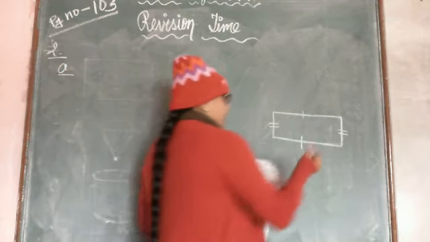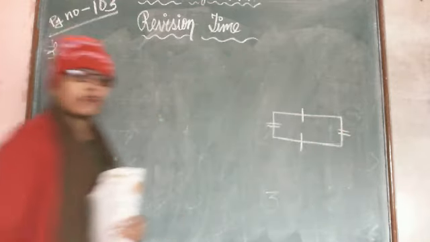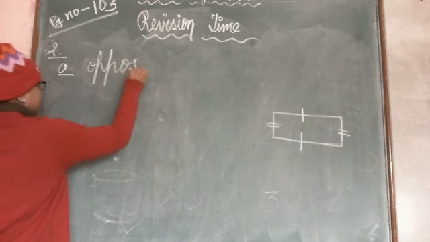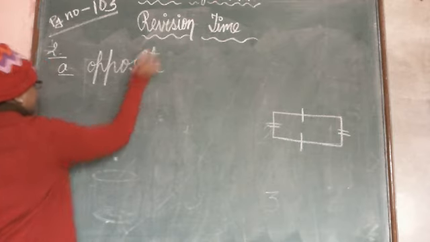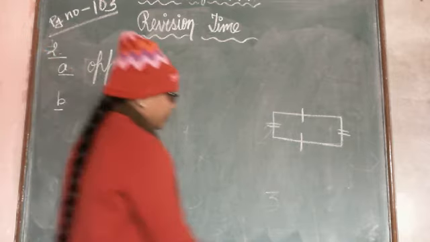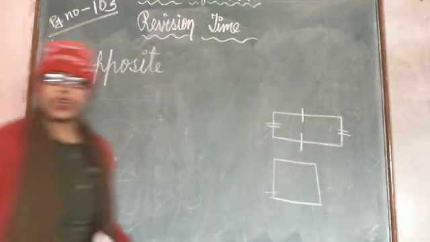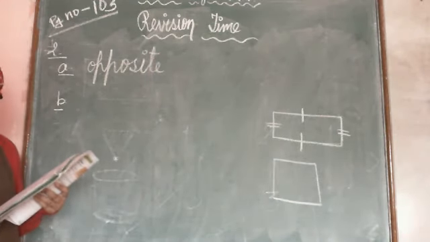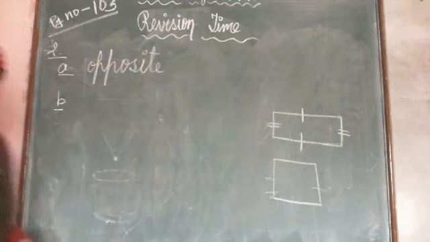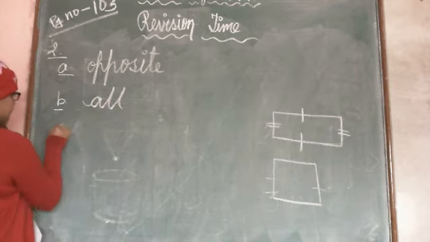So, pair of dash sides are equal. We know that pair of opposite sides are equal. So, we will write opposite in A. Now question B, in a square. So first of all, let us draw a square. In a square, dash sides are equal. We know that all the sides of a square are equal. So we will write all. In a square, all sides are equal.